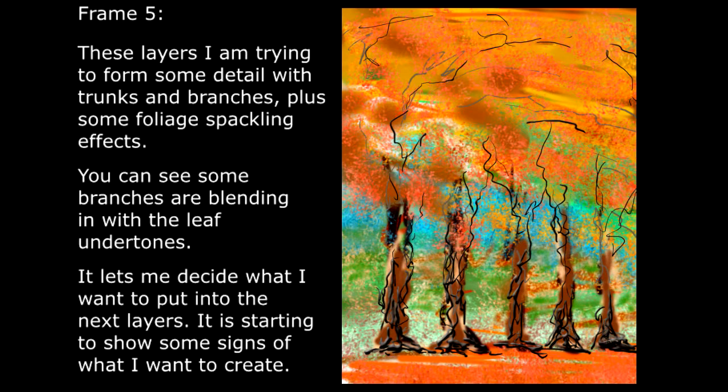These layers, I'm trying to form some detail with trunks and branches, plus some foliage spackling effects. You can see some branches are blending in with the leaf undertones. It lets me decide what I want to put into the next layers. It is starting to show some signs of what I want to create.